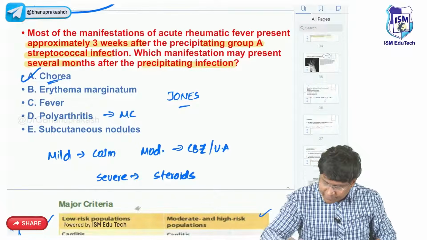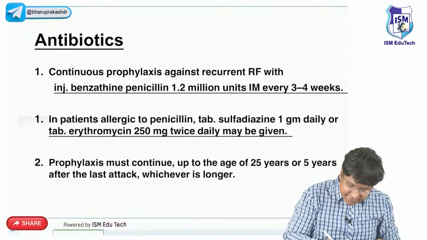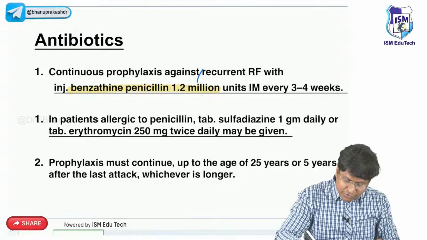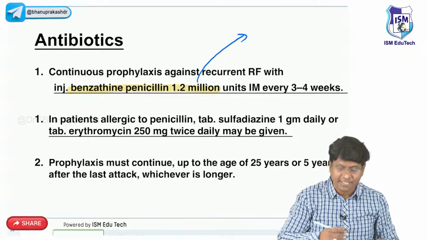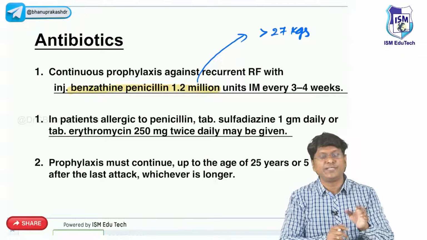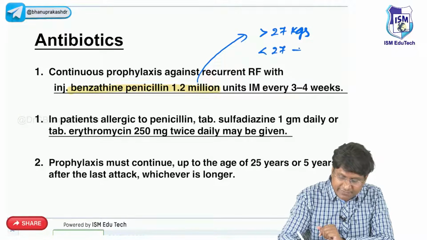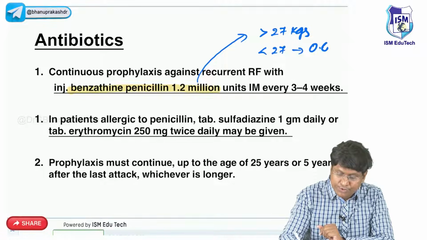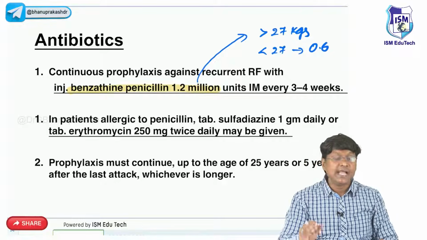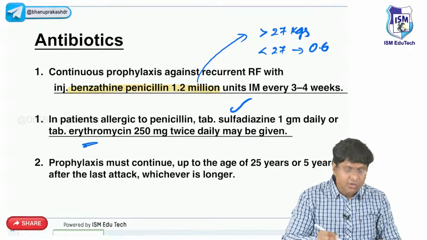See, the antibiotic prophylaxis that we give is benzathine penicillin. And this benzathine penicillin, you need to give 1.2 million units. In which group of individuals do you give this 1.2 million units? Deep IM. If the weight of the individual is more than 27 kg, you need to give 1.2 million units intramuscularly every 3 to 4 weeks. But if the weight of the child is less than 27 kg, you need to give exactly half of it, that is 0.6 million, that is 6 lakh units.